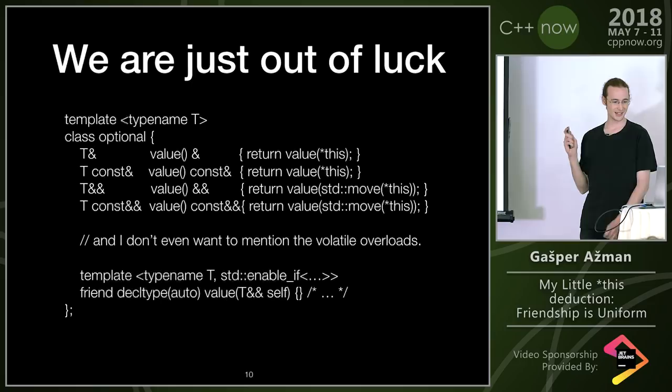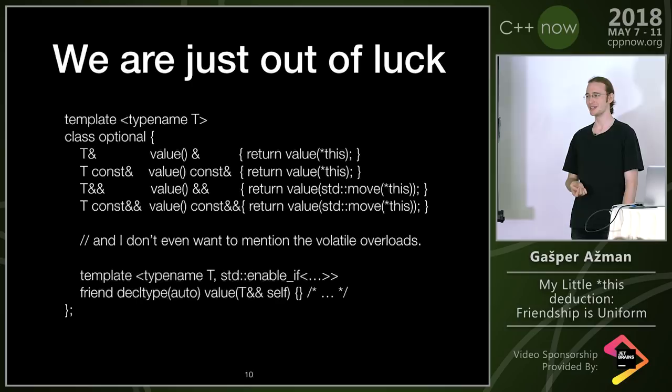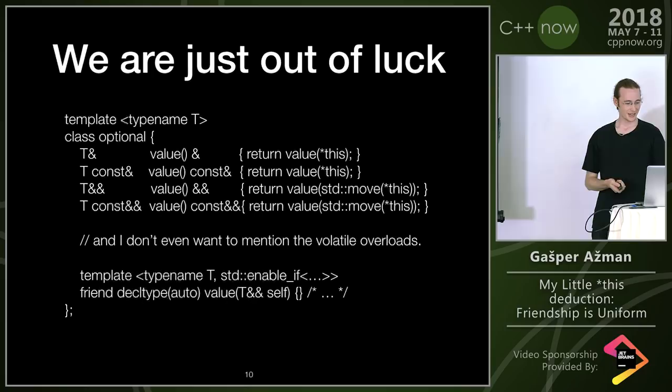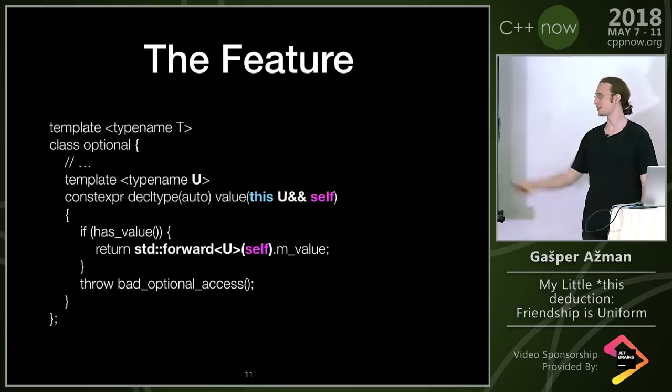And if you have a vector, you have front, you have back, you have brackets, and you have at. And we can probably think of a few others, like data. But that one's real weird. So here's the thing. I'm just going to tell you the feature. That's it. This is the entire talk. That's the talk. What does this mean?